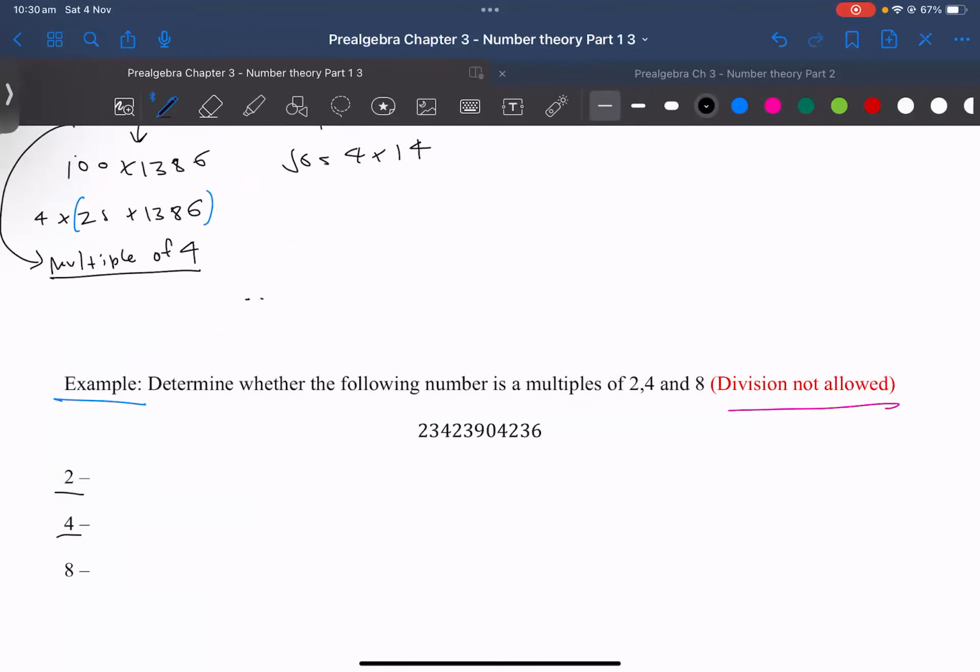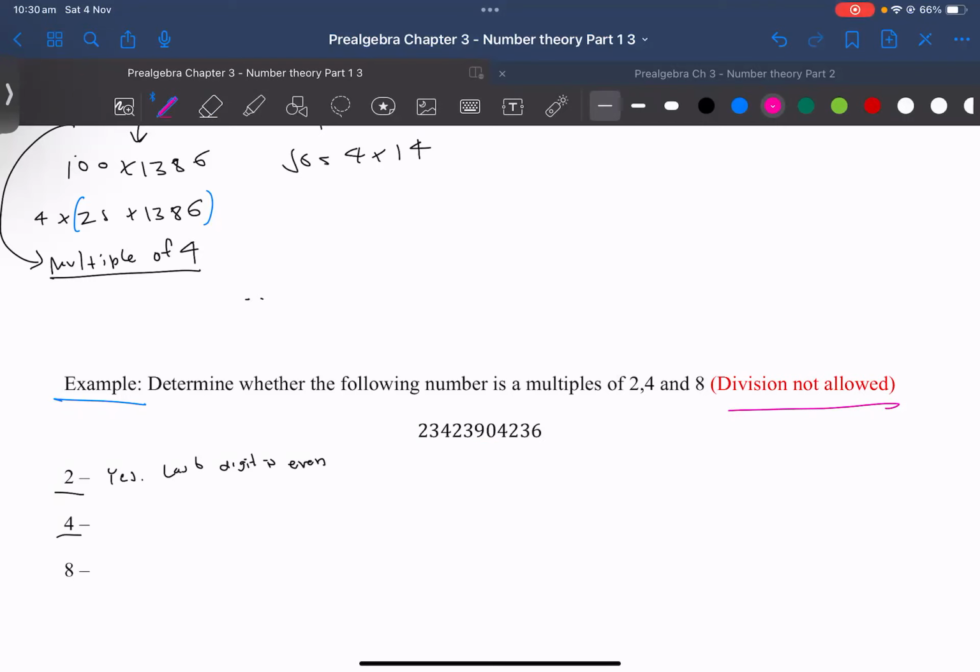Is this number a multiple of 2? Let's discuss this. Yes. Why is that? It ends with 6, which is even. Yep, so it's yes. The last digit is even. What about 4? No, because 9 is not divisible by 4. Why is that? Because 9 is not divisible by 4. It'll be 2.25 if you divide it.